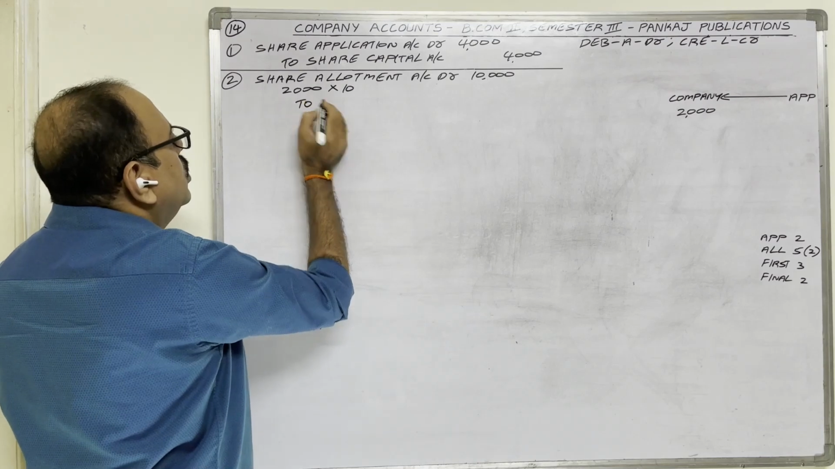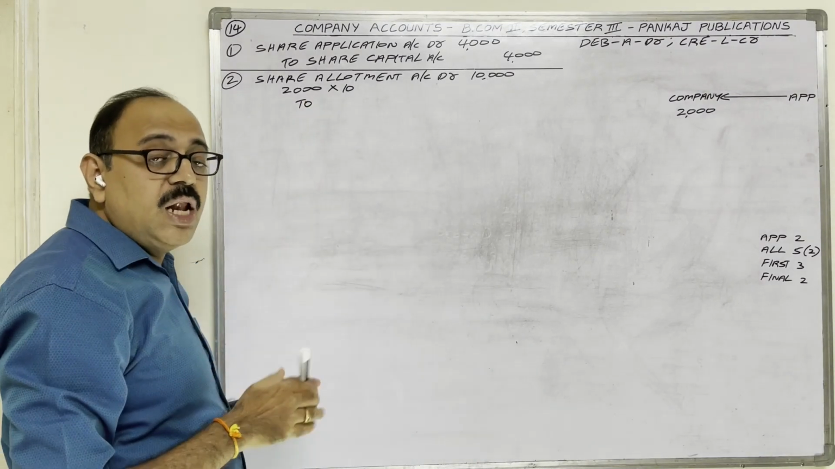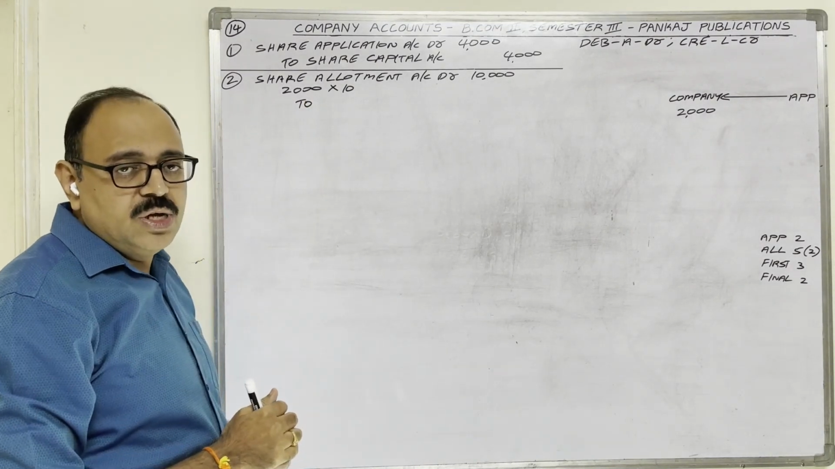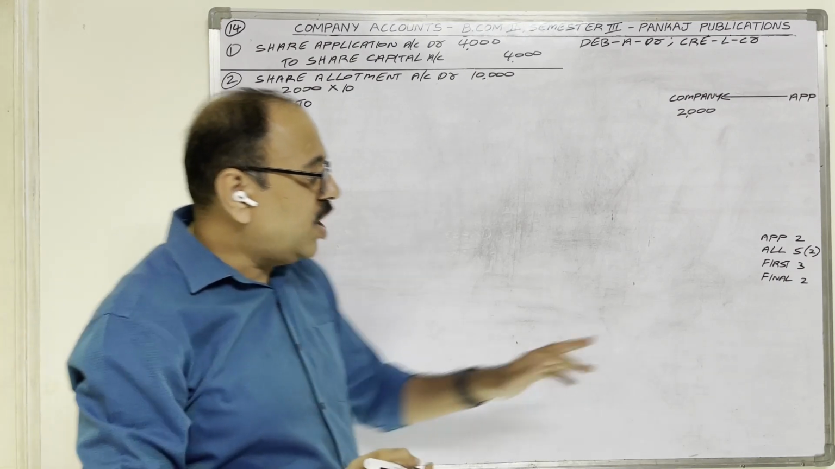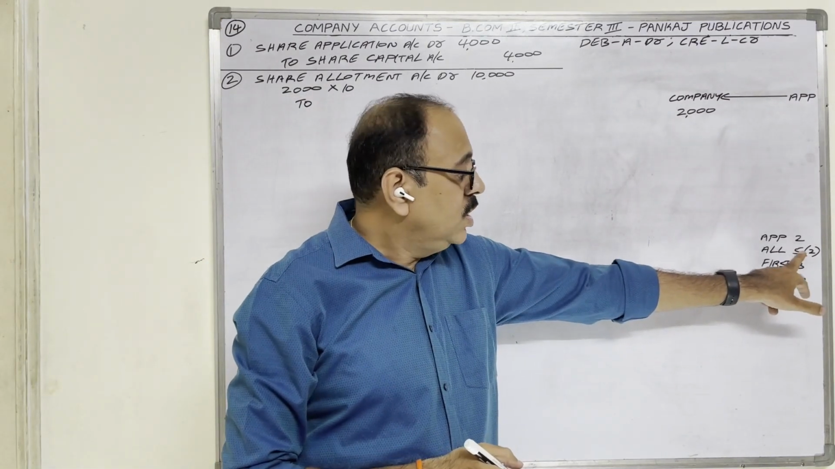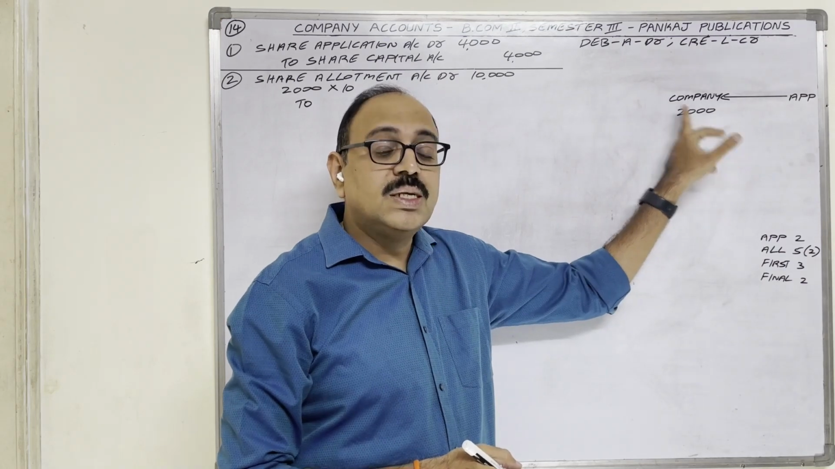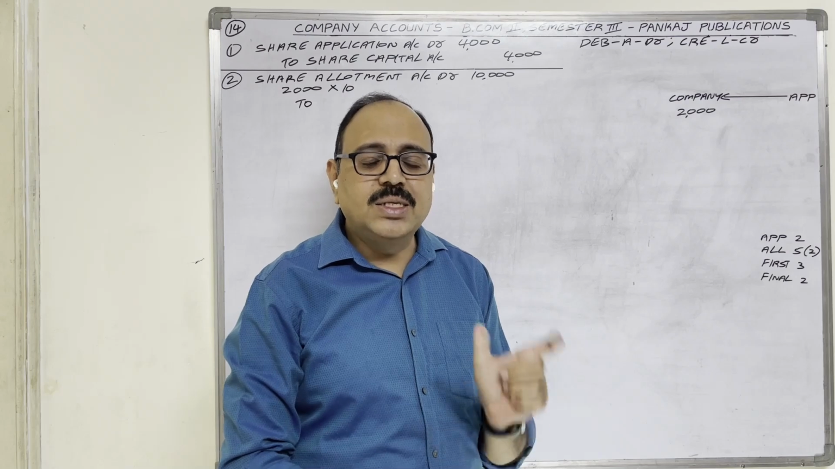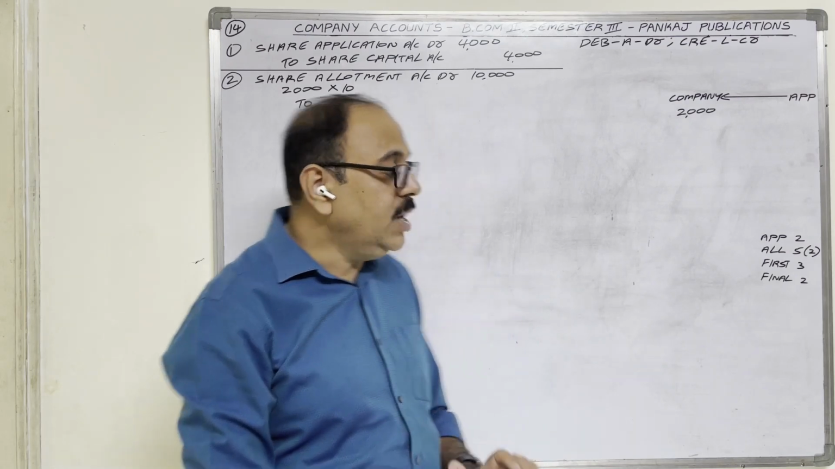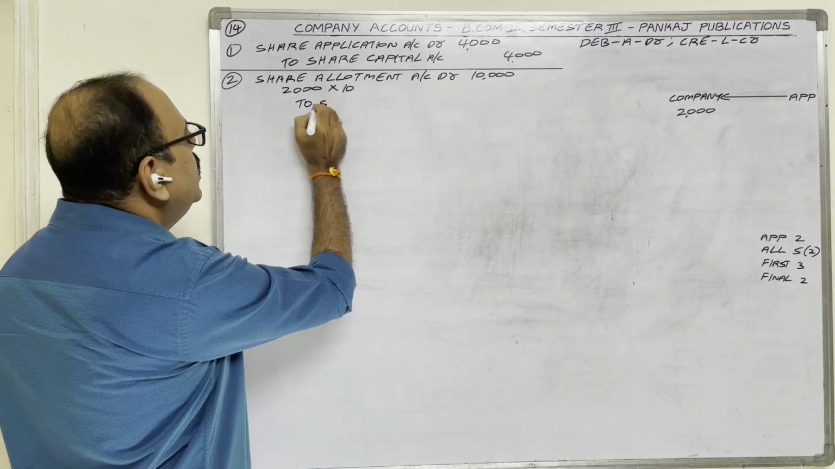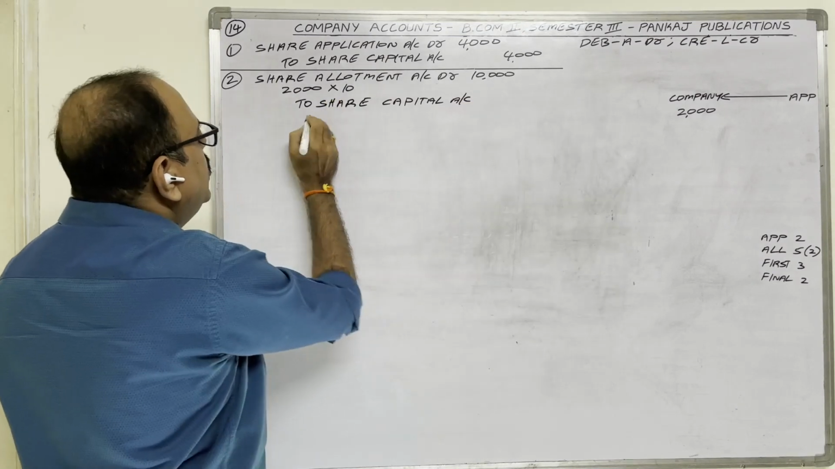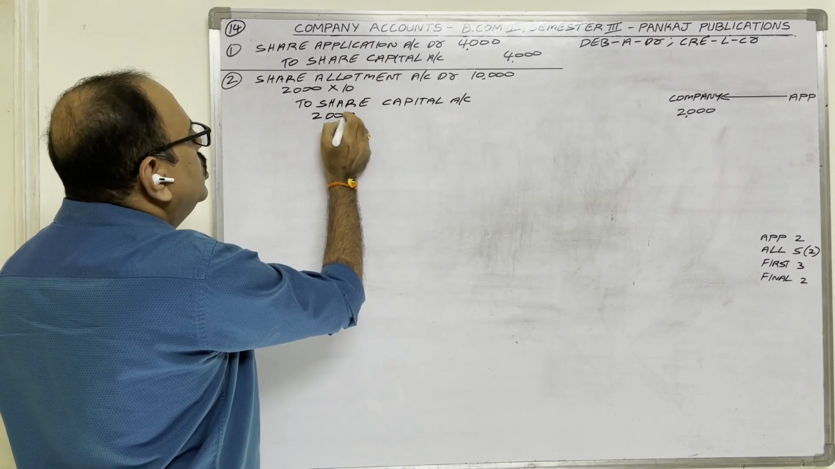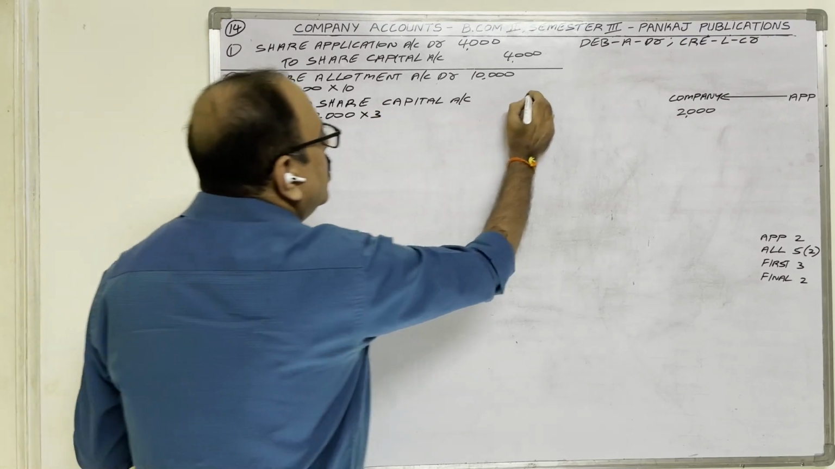In this, to share capital, actual allotment money only we should transfer. Actual allotment money on one share is 3 rupees. 3 rupees into 2000 shares, 6000 we should transfer to capital account. So share capital is a liability. Liability shows a credit balance. Therefore, credit share capital with 6,000 rupees. 2,000 into 3 rupees per share, 6,000.